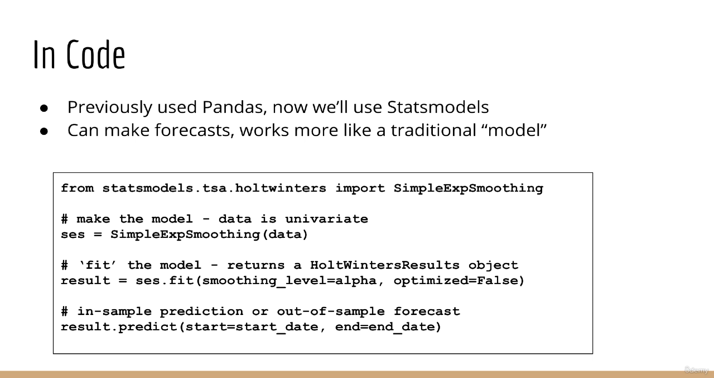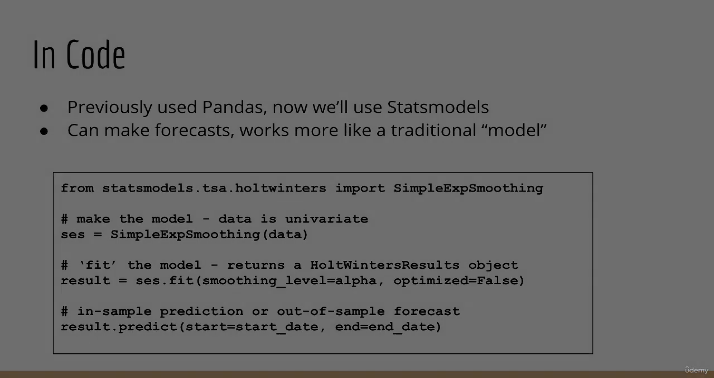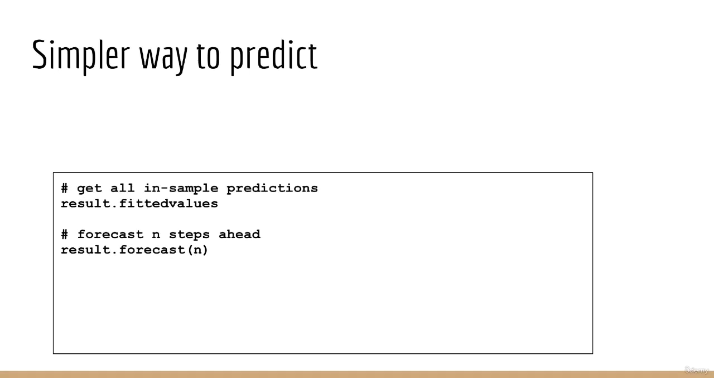Note that these dates can be in sample or out of sample, meaning that they can be dates from the training set or after the training set. If the predicted dates are from inside the range of the train set, we call that an in-sample prediction. If the prediction dates are from outside the range of the train set, we call that an out-of-sample forecast. A simpler way to get predictions is this. If you want all of the train predictions, you simply call the attribute fittedvalues. This way, you can avoid having to figure out the dates that you need for the start and end arguments.